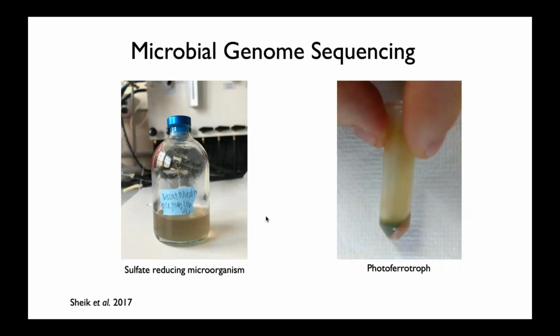When I first joined University of Minnesota Duluth, we had this culture we were using as a model organism. This organism was isolated in 1979. It's a Desulfovibrio, just named G11.